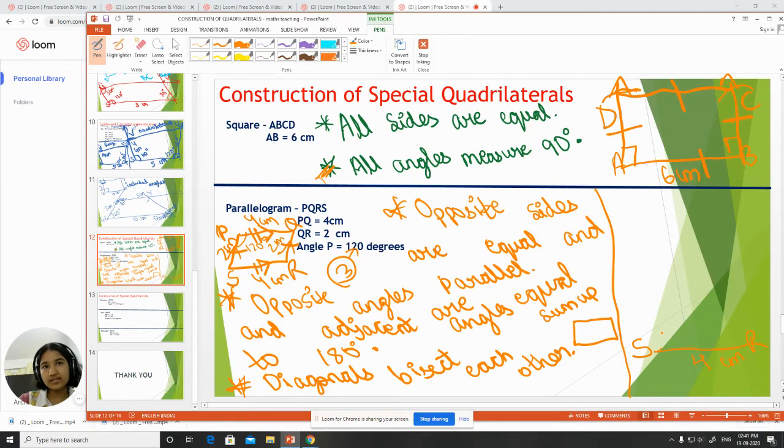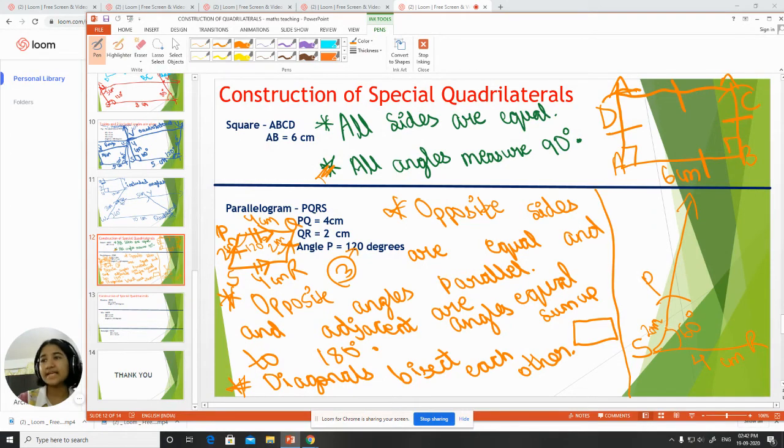So this is 60 degrees. We'll draw a line extending at 60 degrees. Done. It goes on like this. Then what is the measure of SP? It's 2 centimeters. So over here we'll cut an arc P, which is of 2 centimeters.